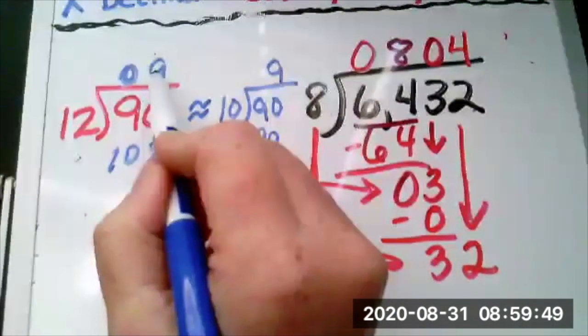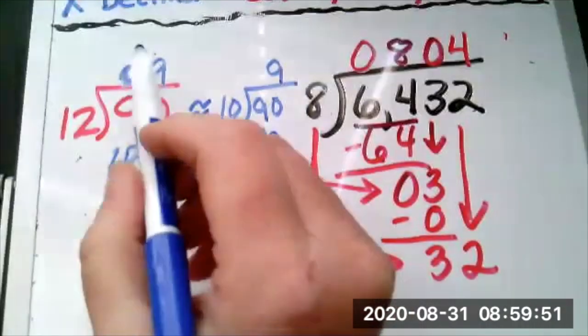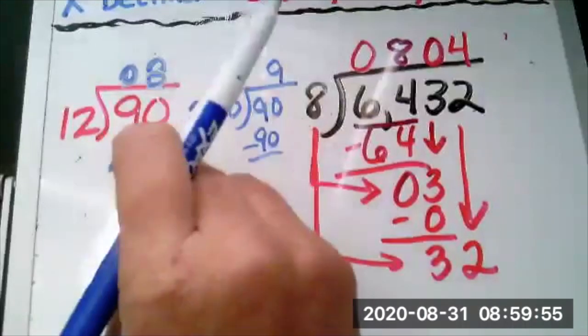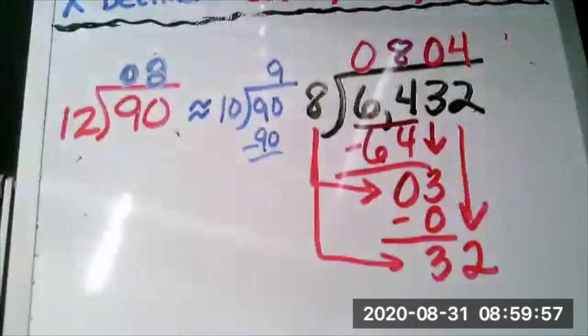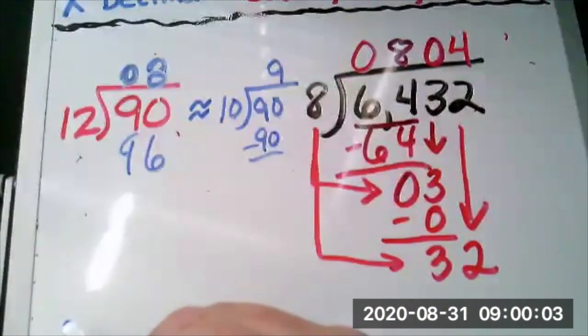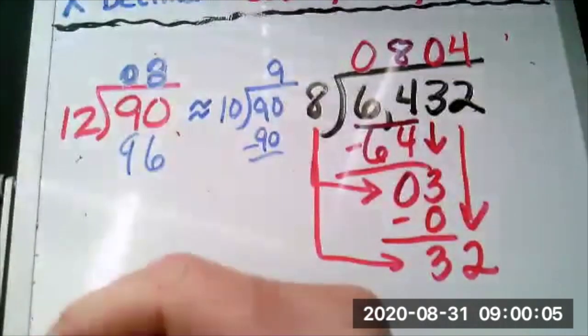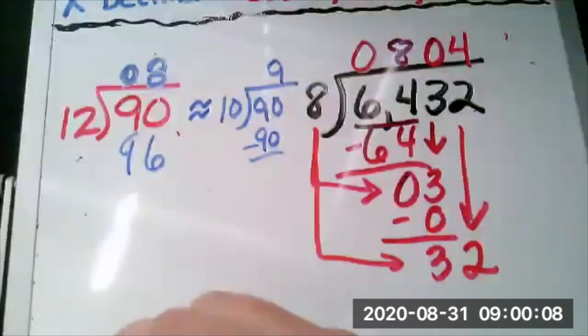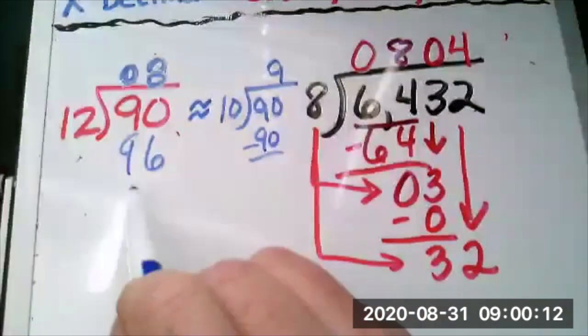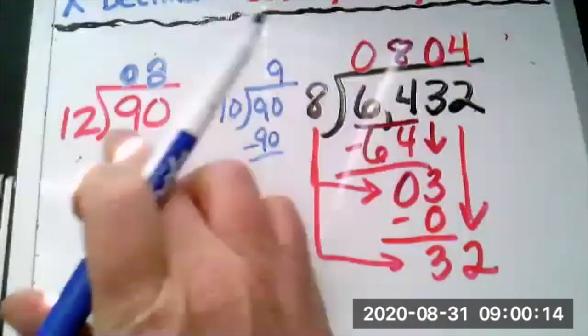So I'm just going to go one smaller than 9. I'm going to go for 8. 8 times 12, you're going to have 96. And this is where that art form comes in. Sometimes you have trial and error. 96 is still too big. You can't subtract 96 from 90 because it's too large.